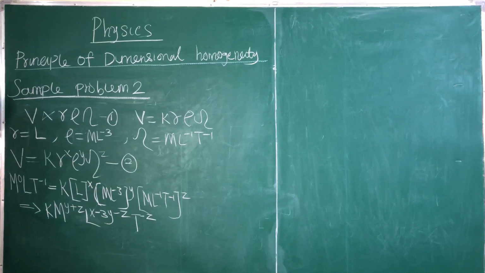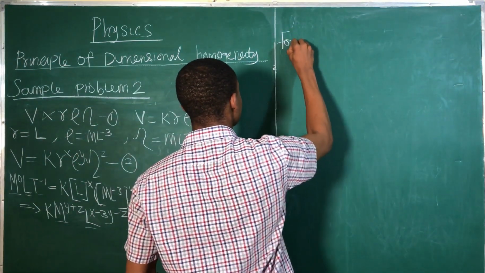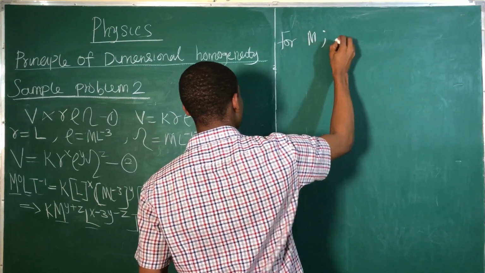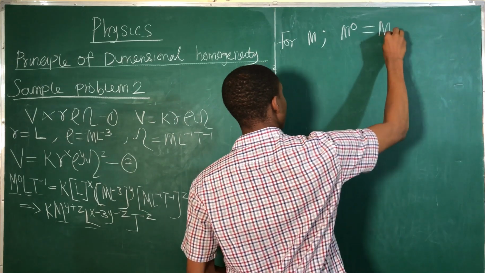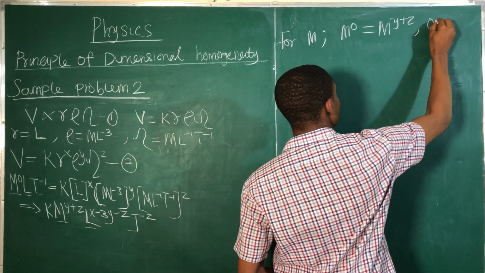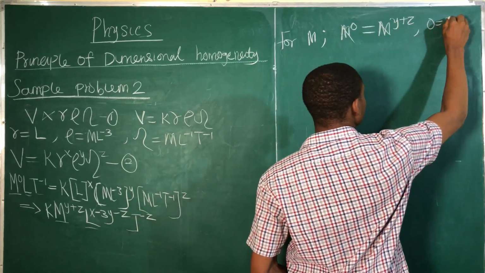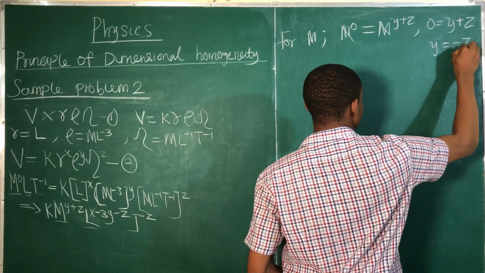Our next step is to consider each of the fundamental quantities: M with M, L with L, and T with T. Let's do that in the other part of the board. For M, we have M raised to power 0 equals M^(y+z), which in turn gives 0 equals y plus z. This becomes y equals -z.